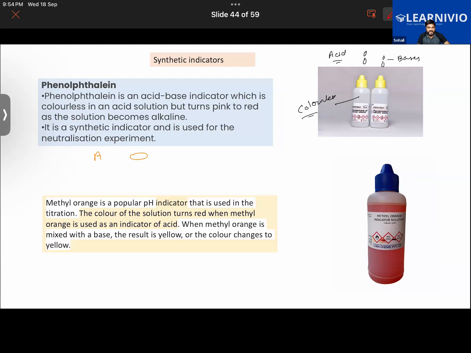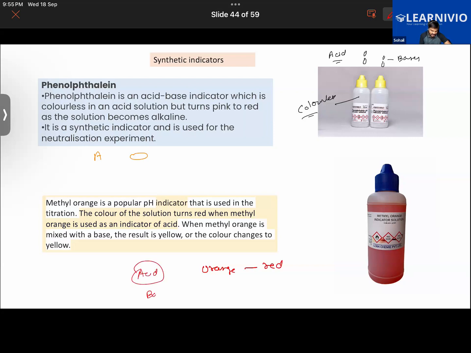Next, we have the methyl orange indicator. Methyl orange is a popular pH indicator that is used in the titration experiment in the chemistry lab. Later on, you will get to know about the titration experiment in chemistry labs. But talking about its use, the color of the methyl orange solution will turn red when we add acid in it. From orange it turns to red upon addition of acid.